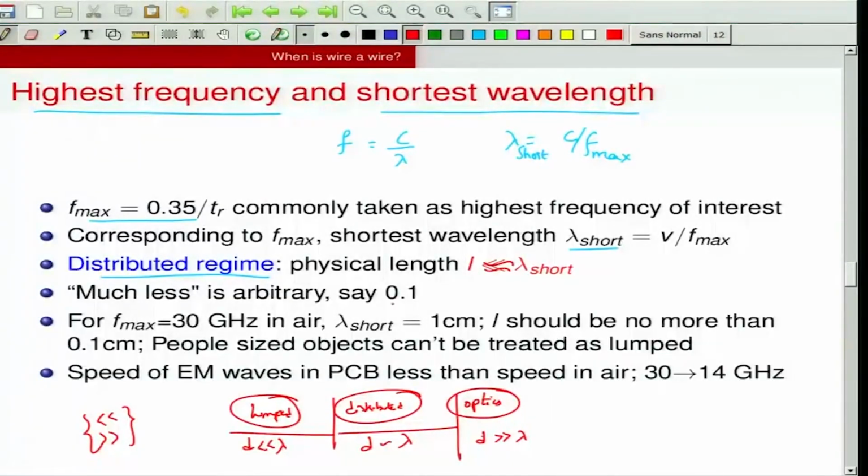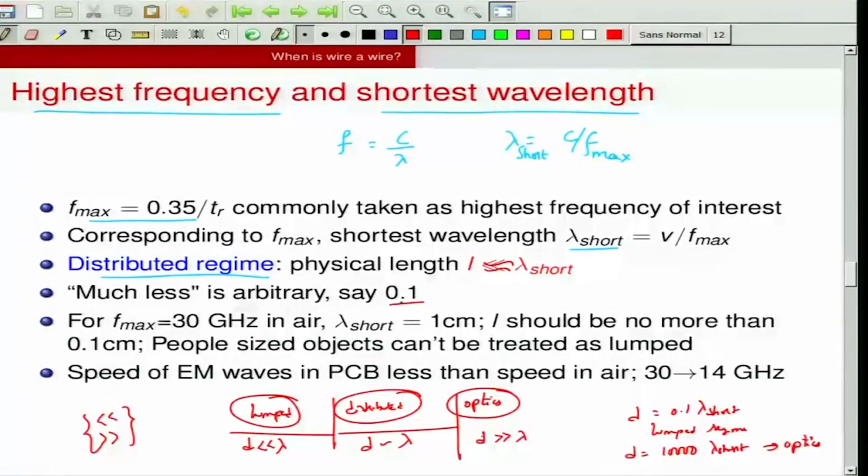But these much smaller or much larger are subjective terms and they are quite arbitrary. So if, for example, you consider it to be 0.1, that is to say if the physical dimension is about 0.1 times the shortest wavelength, then we will call this the lumped regime. Otherwise we will call this the distributed regime. Of course, if d is some 1000 or 10,000 times lambda short, then we might be in the optics regime. Anywhere between these two values we will be in the distributed regime.